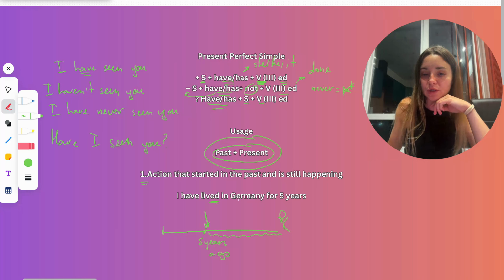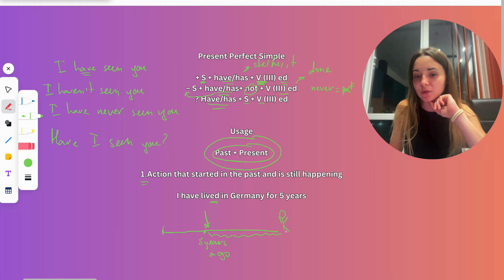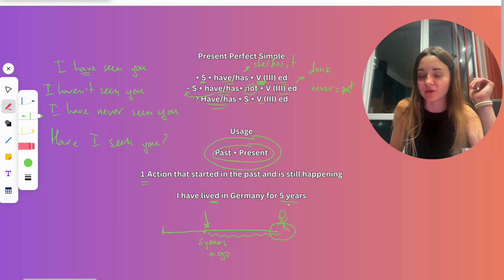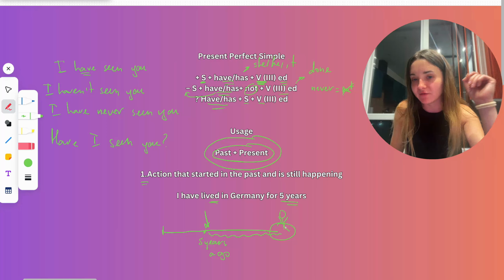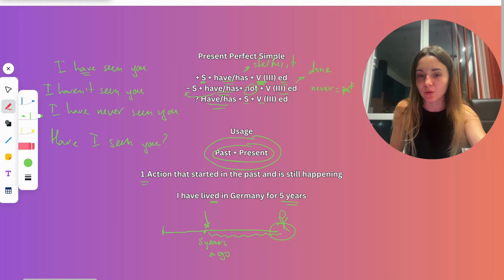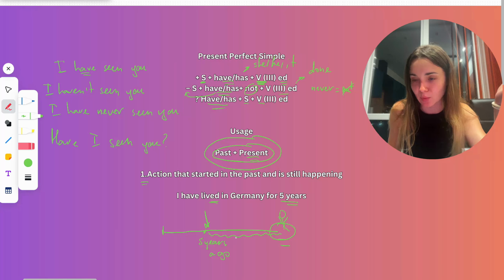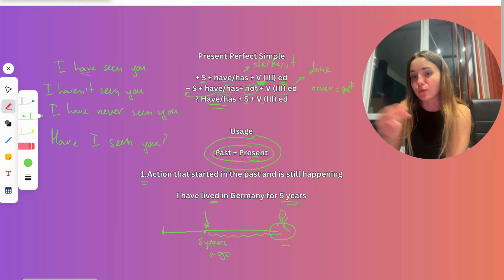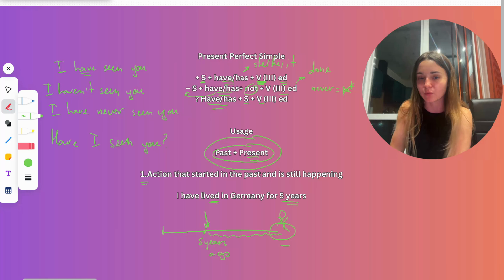If we just wanted to say it in present, then we only focus on the present. I can say that I live in Germany, but I cannot say I live in Germany for 5 years, because by saying I live in Germany, by using present simple, I only focus on the present state, and it has nothing to do with the past. I cannot talk about the past by using present simple, right? So we need something that will combine present with past, and this something is our present perfect.